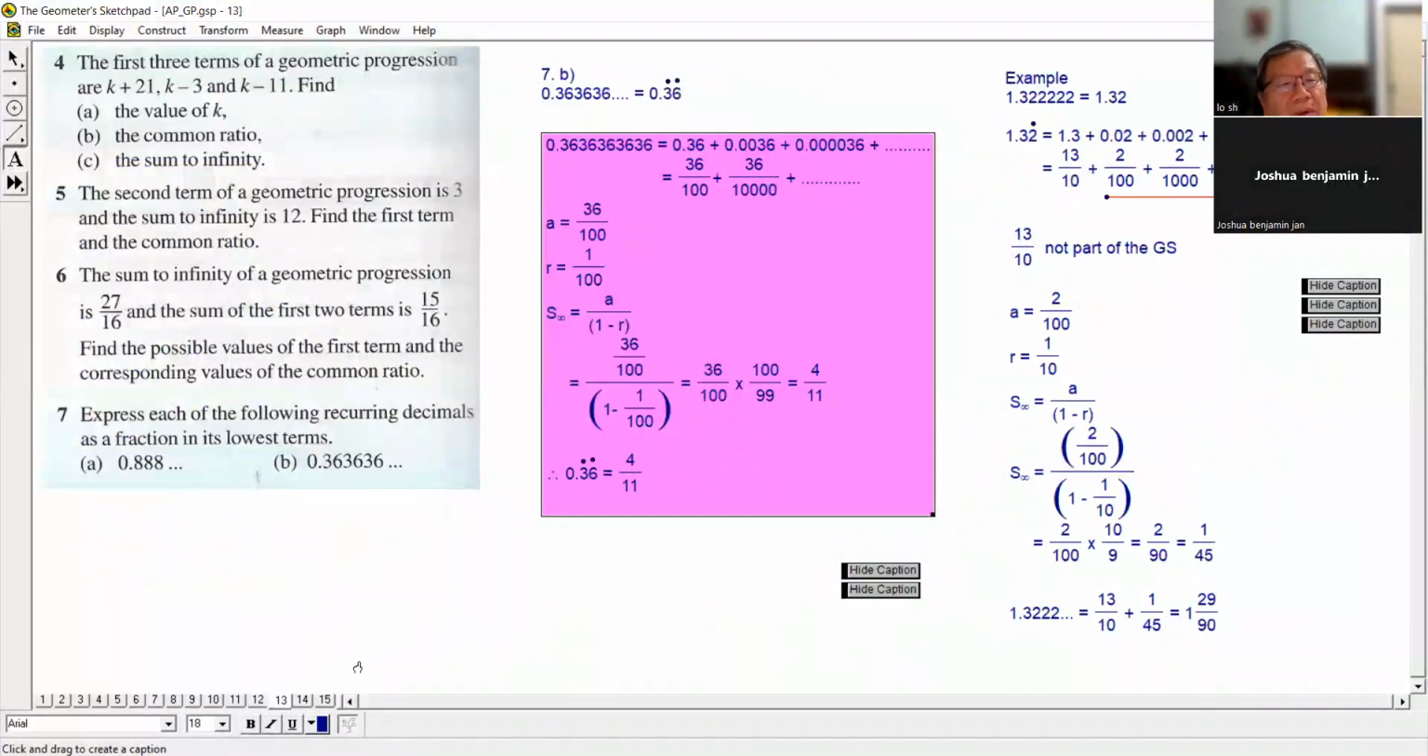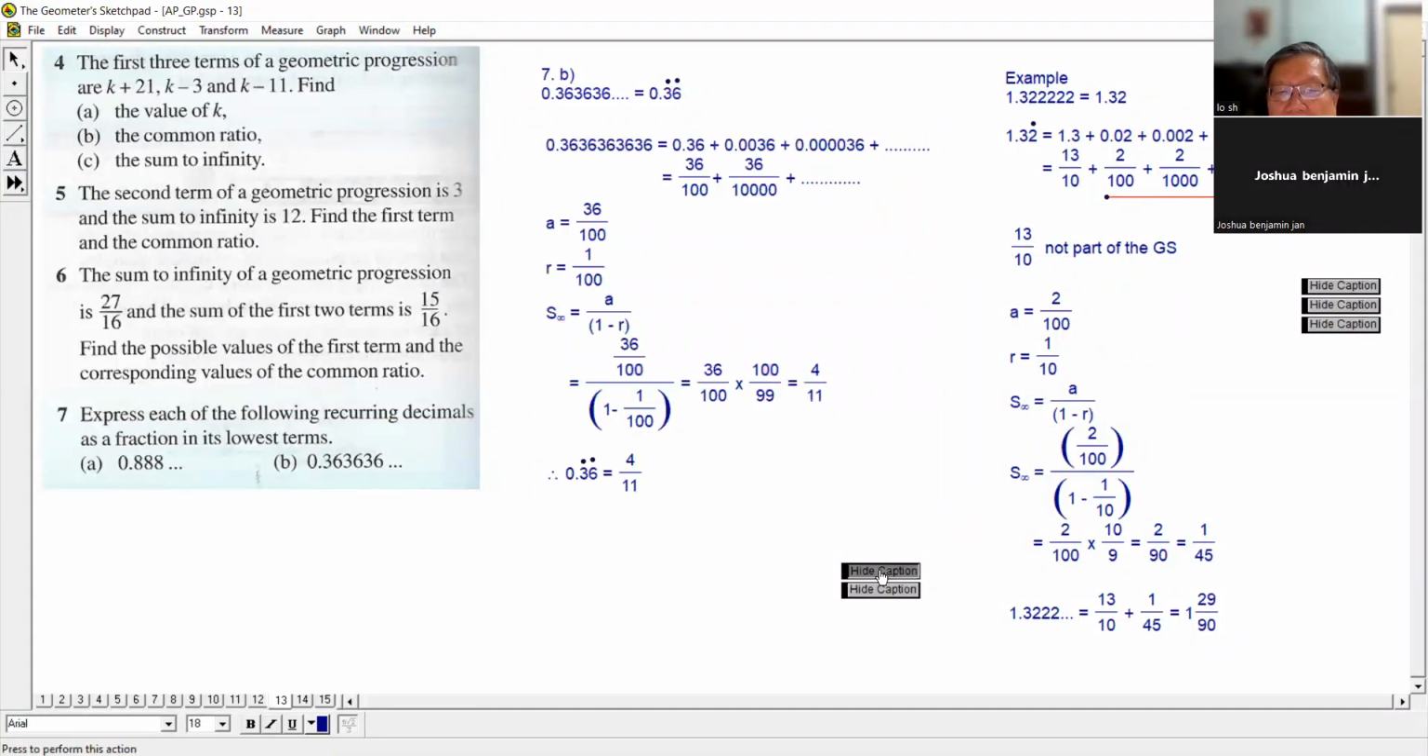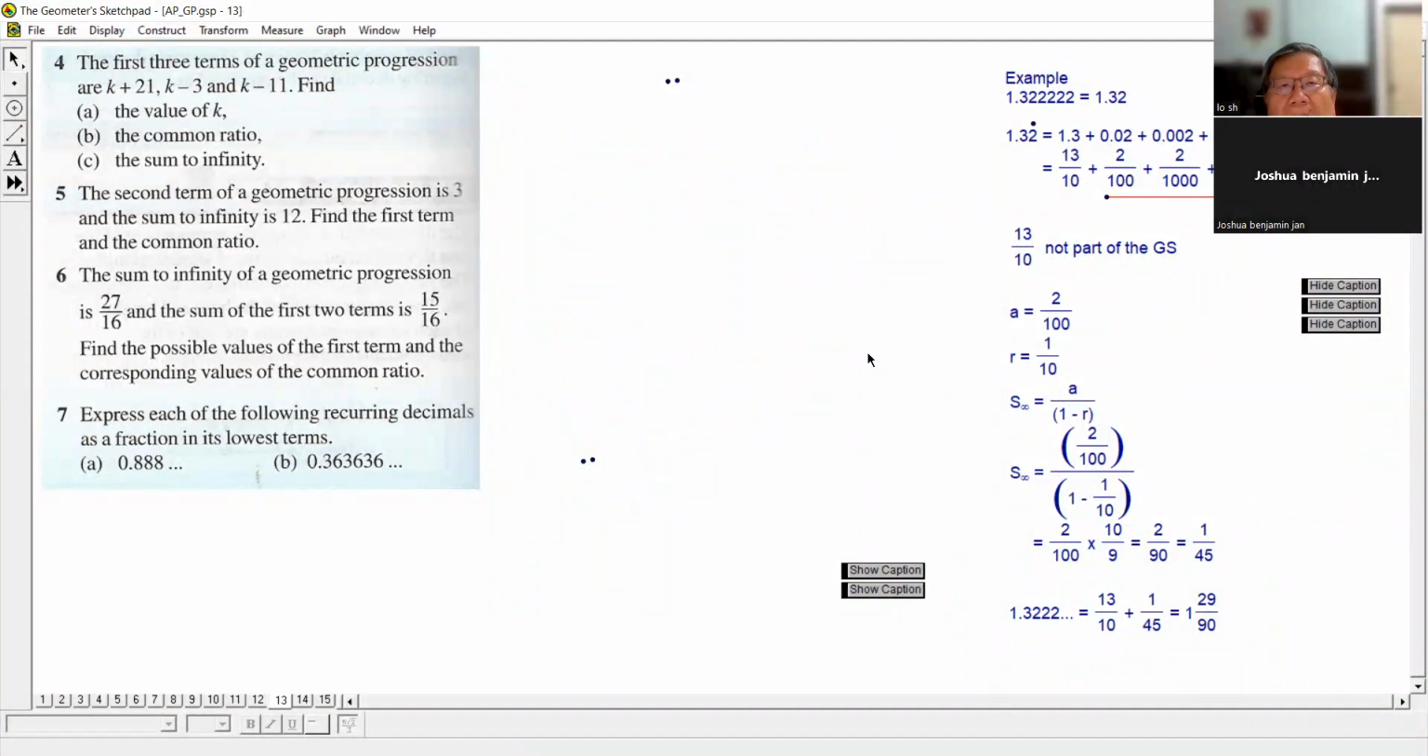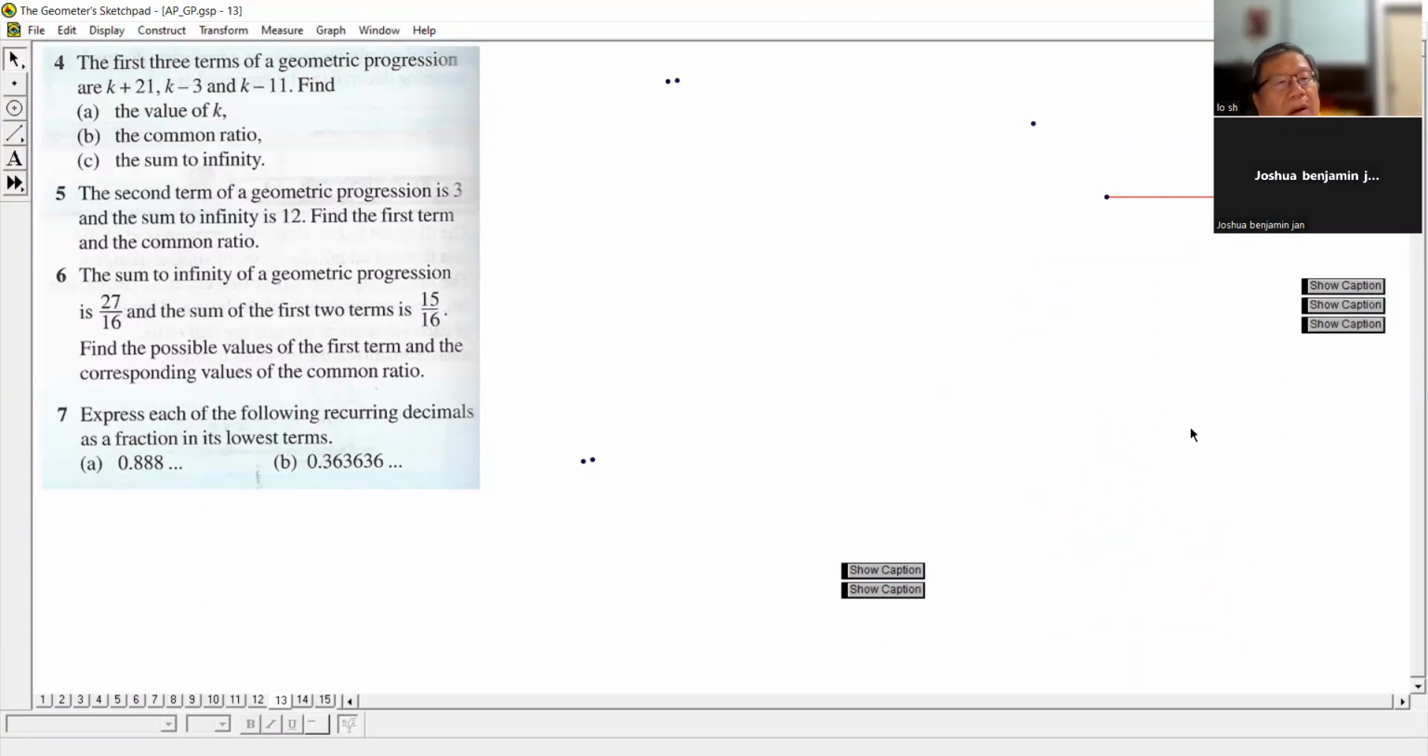Next one. This one first. Now you look at these numbers here, 0.88888 until many, many 8s. There's no end to this 8. Then there's a number 363636, many, many 36s that cannot end. So actually this number is a decimal number. And they want to express these decimal numbers as a fraction. How are you going to do it as a fraction?